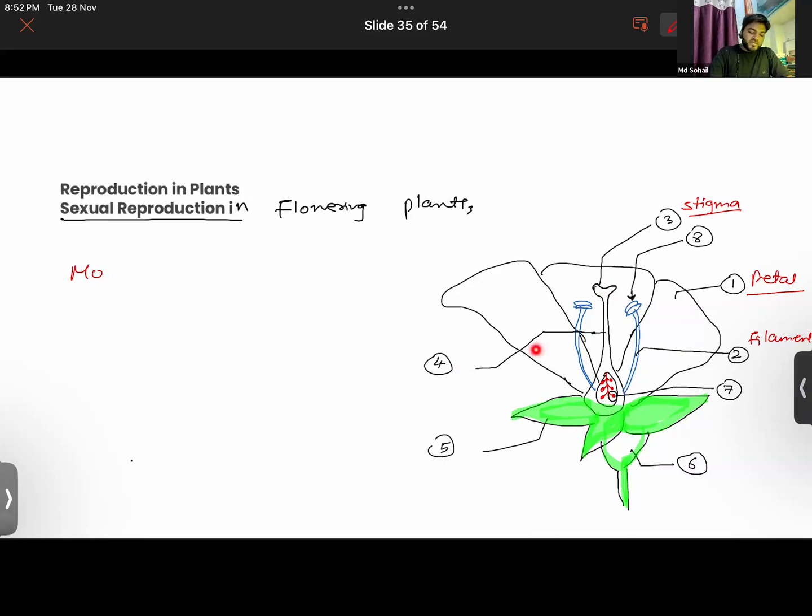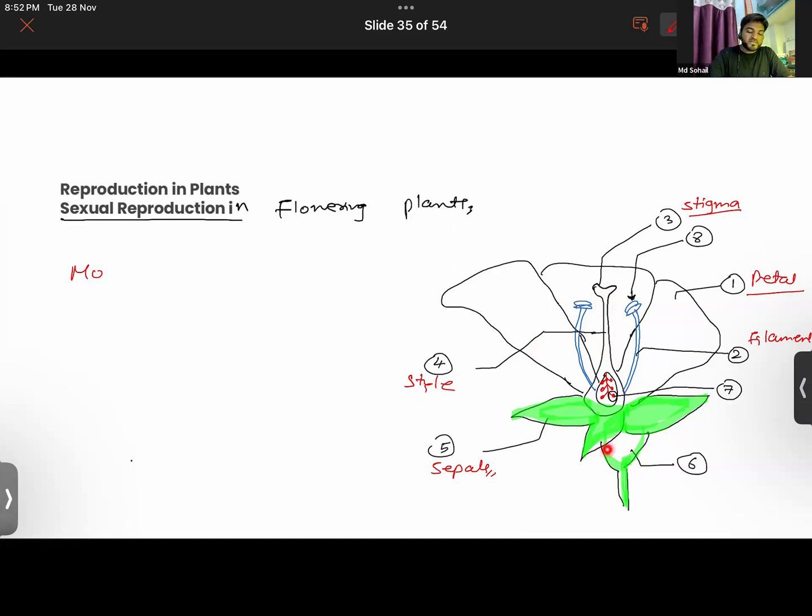Fourth one is this stick-like structure. That is style. That's right. Very good. Fifth one, this is sepals. Leaves? No, that is sepals. Where do we see leaves connected to the flowers? Sepal.